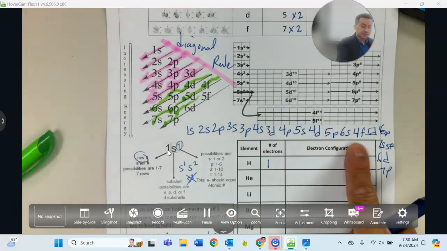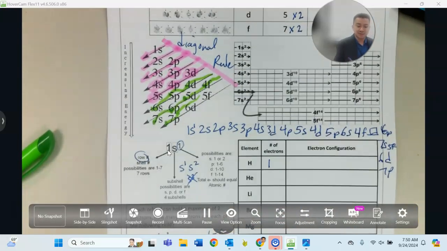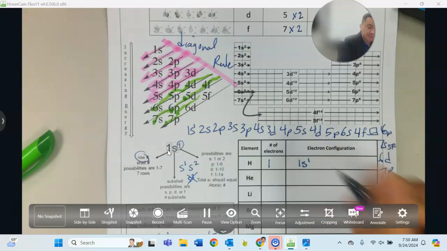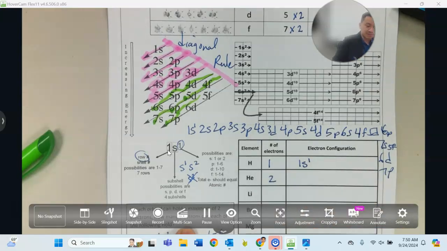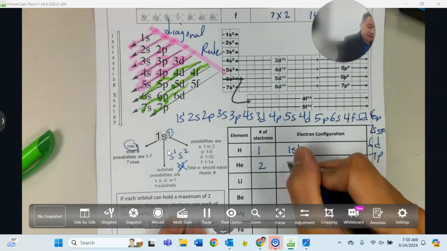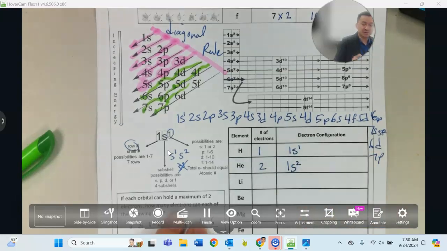So if it's 1 electron, we just fill in. Remember, the order is this. We only have 1 electron, so we fill in 1s1. That's the address for hydrogen. For helium, it has 2 electrons. We always start with the first shell, the lowest energy level, 1s. Now we have 2 electrons, so we have 1s2 for helium.